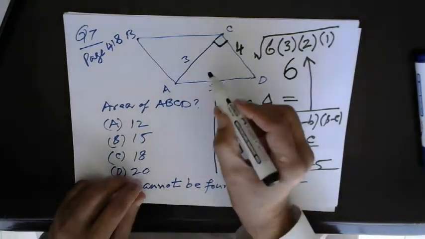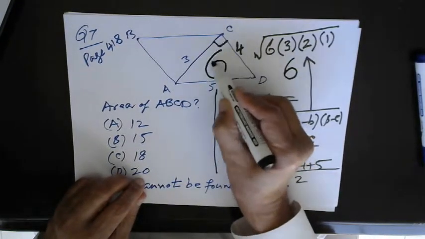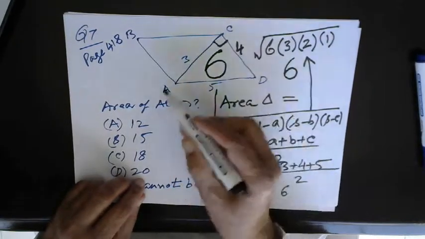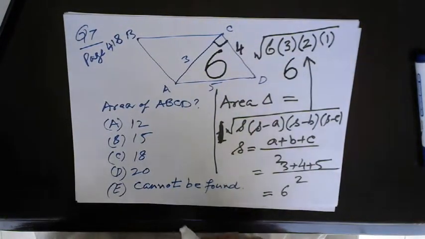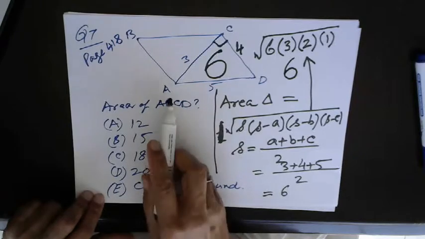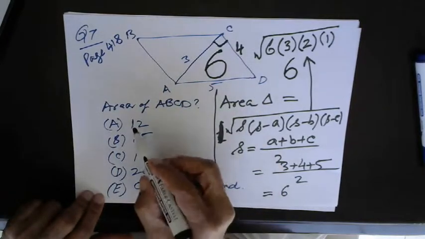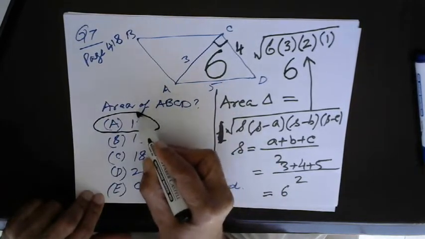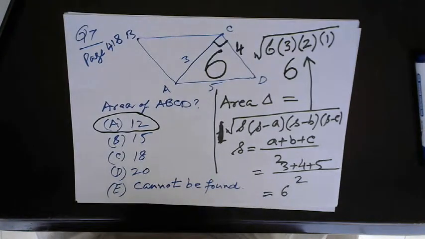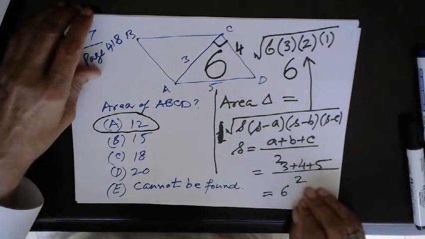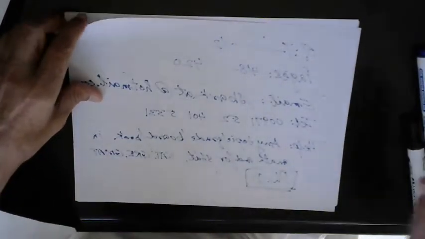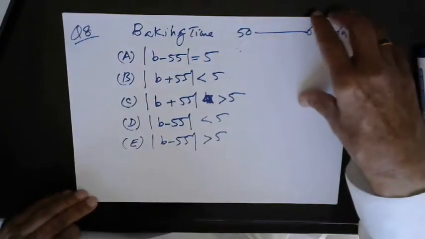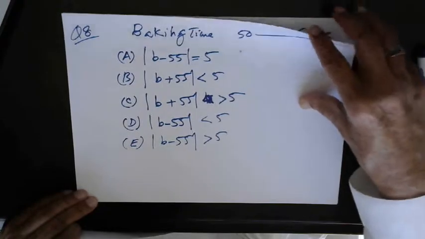So, this is the area of triangle ACD, and therefore the area of the parallelogram ABCD is 12. So this is the answer. I hope you understood, right? Let us move on to problem number 8.